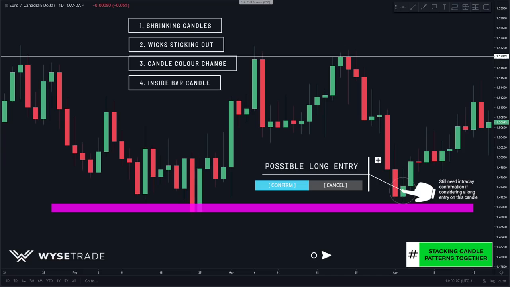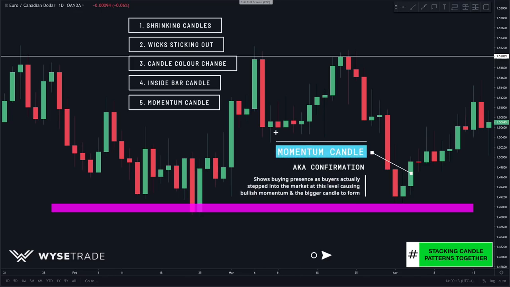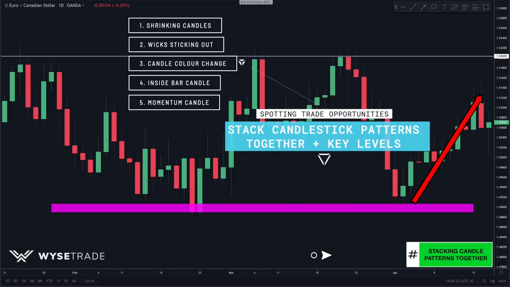But for more secure traders, you can add in one more price action pattern, which is our fifth trade, which is the momentum candle. The momentum candle shows buying presence, as buyers actually stepped into the market, which causes this bigger candle to form. Again, stacking candlestick patterns in combination with key levels is a great way to qualify potential trade entries.